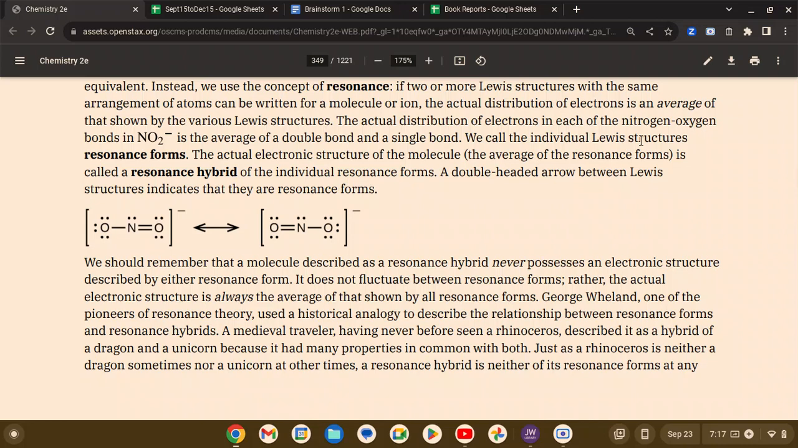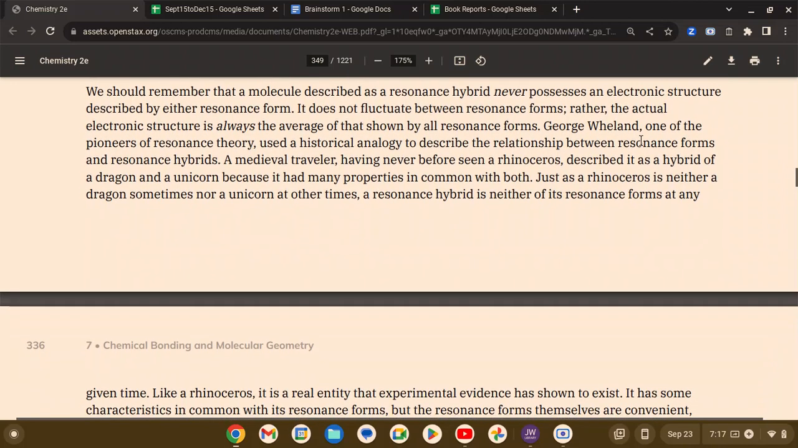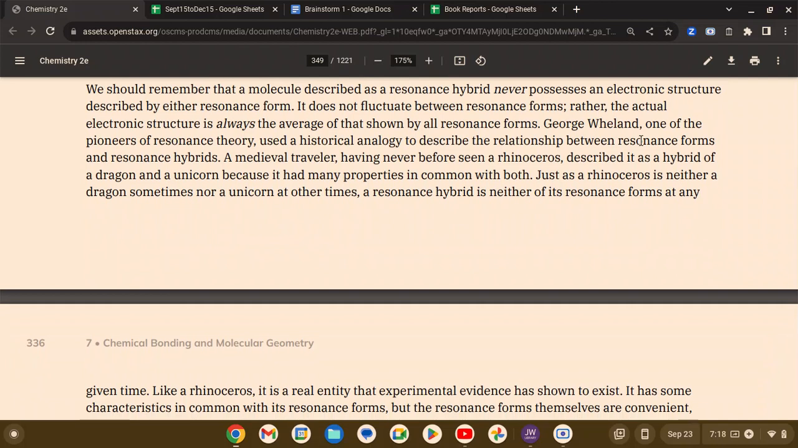We call the individual Lewis structures resonance forms. The actual electronic structure of the molecule is called a resonance hybrid of the individual resonance forms. A double-headed arrow between Lewis structures indicates that they are resonance forms. We should remember that a molecule described as a resonance hybrid never possesses an electronic structure described by either resonance form. It does not fluctuate between resonance forms. Rather, the actual electronic structure is always the average of that shown by the resonance forms.